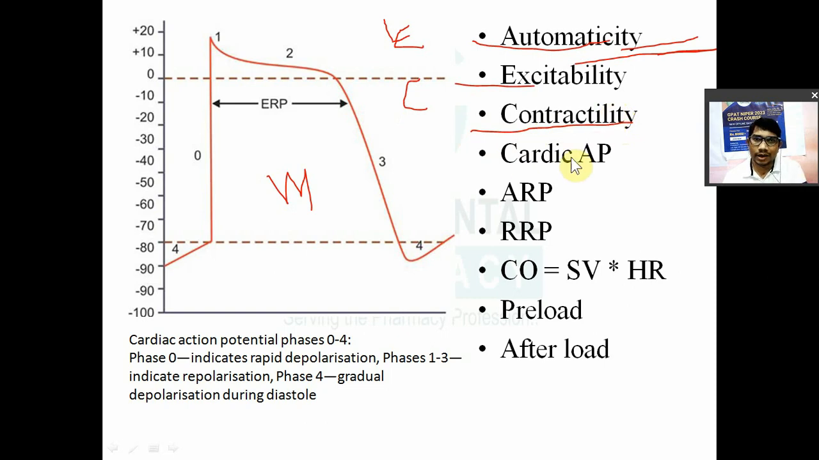Then the cardiac action potential. The cardiac action potential is one cycle in which there is a rhythmic movement of ions, both inward and outward, in the cell to produce depolarization and hyperpolarization. That is known as the cardiac action potential.